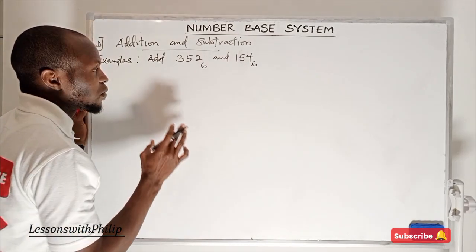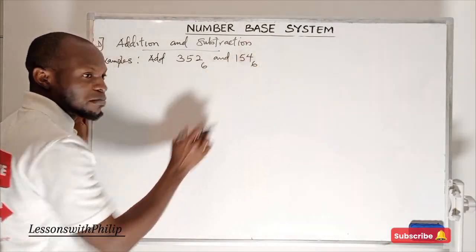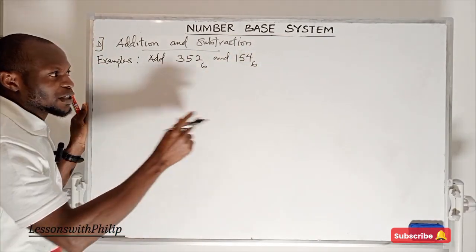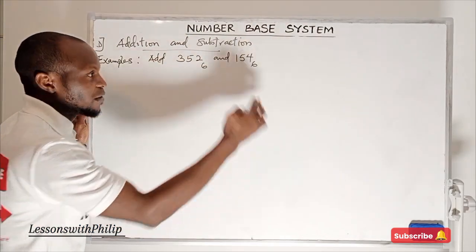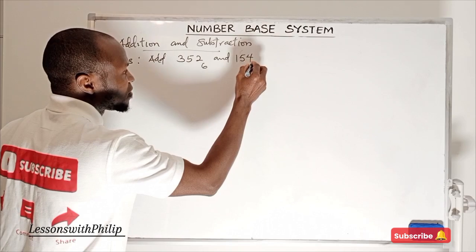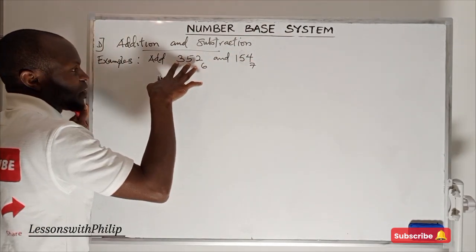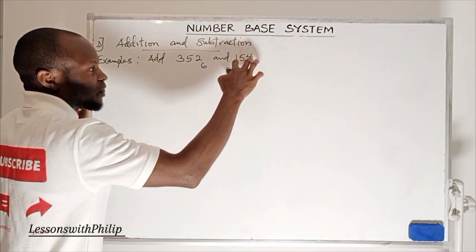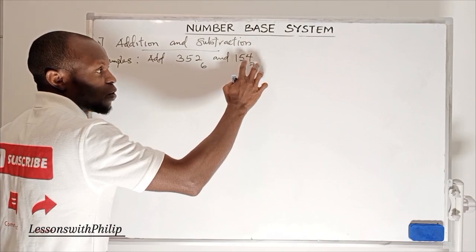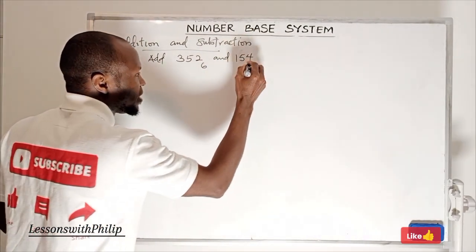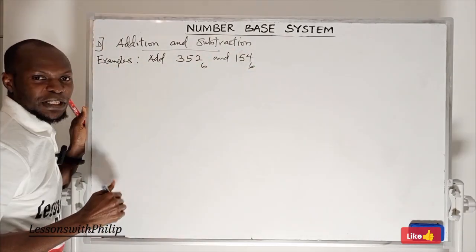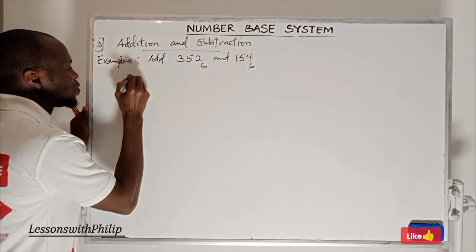First of all, you need to take note that the two numbers you want to add must be in the same base. If they're not in the same base, automatically you convert one to the other base. For example, if this is in base 7, either you convert this to base 7 or you convert this particular number, which is 154, to base 6 so that we have the same base. But in this case, the numbers are in the same base. So what do we do? We just add.